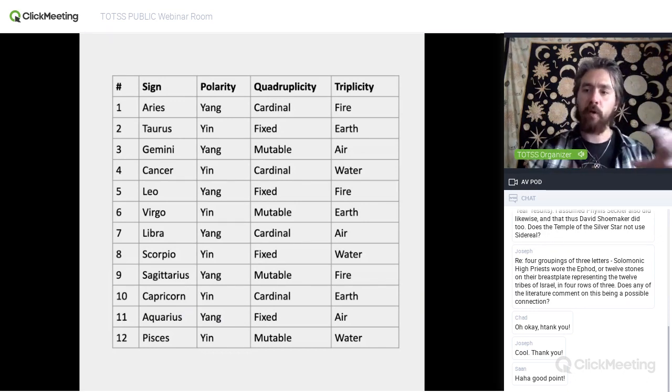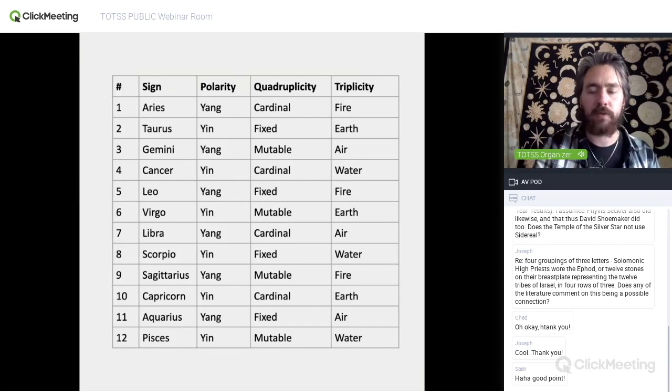Now, because you've got a group of 4 and a group of 3, they're kind of off sync with each other. So you get all 12 permutations of the quadruplicities and the triplicities. So you get one cardinal fire, one cardinal air, one cardinal water. With the air signs, one of them is cardinal, one is fixed, one is mutable, and so on. You don't have any repetition there, and it just follows from this simple pattern.